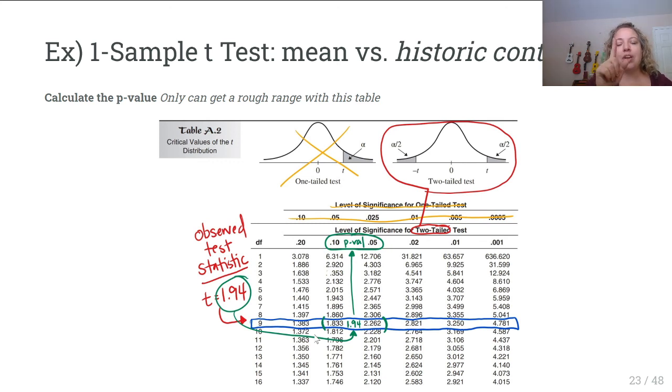So if we look up at the top, we got 0.10 on one side and 0.05 on the other. This tells us our p-value is going to be a number between 0.05 and 0.10. It might be 0.07, it might be 0.083, it might be 0.061. This table cannot narrow it down any tighter than that. We know it's bigger than 0.05, but it's smaller than 0.10.